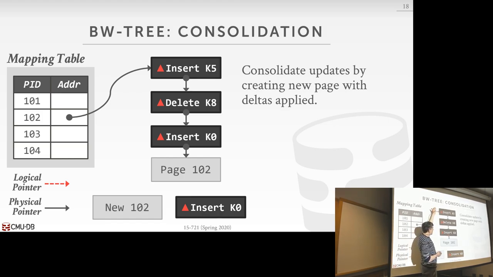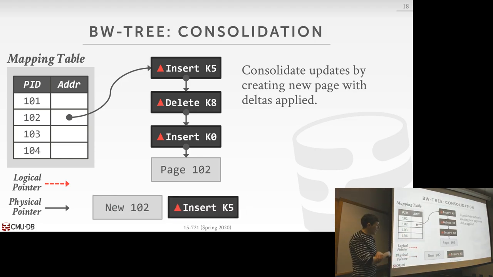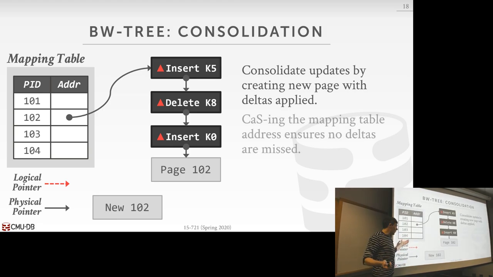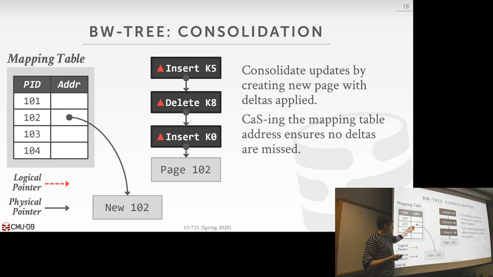So as I scan through and recognize this delta chain has gotten too long, I have a copy of all of these things, and now I can replay them in reverse order, one by one. After I replay all my changes, this new copy of the node represents all the same things that are represented by this base page and its delta records. So how do I install it now? Compare and swap, easy, right? All I need to do is compare and swap the entry here for 102, and now anybody else that comes along can see me.